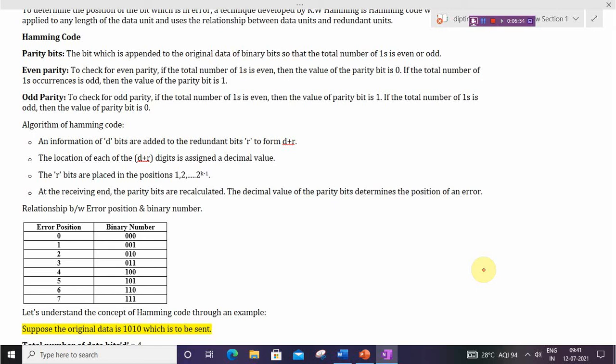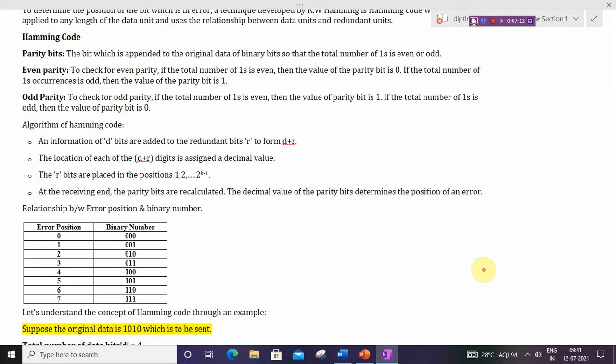Then odd parity. To check for odd parity, if the total number of 1s is even, then the parity bit will be 1. And if the total number of 1s is odd, then the parity bit will be 0. Means here the number of 1s will be odd.